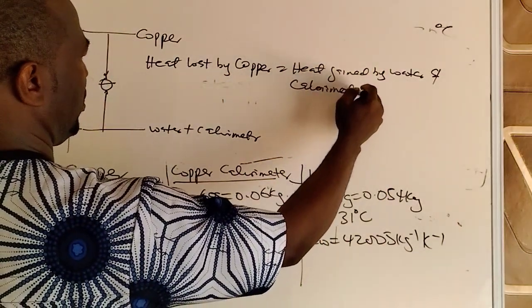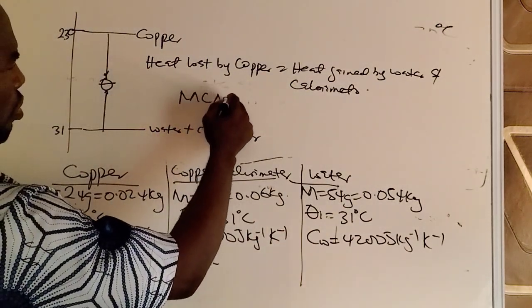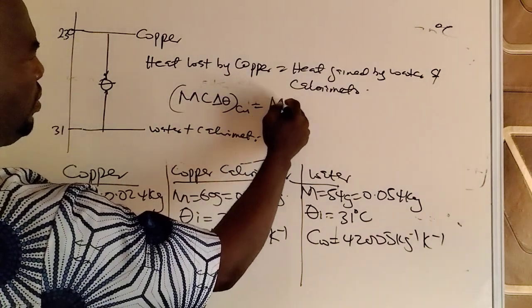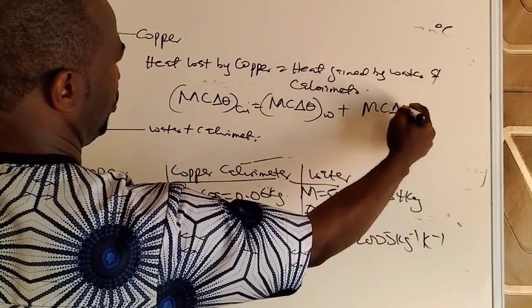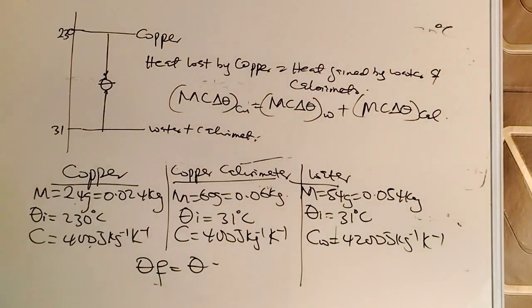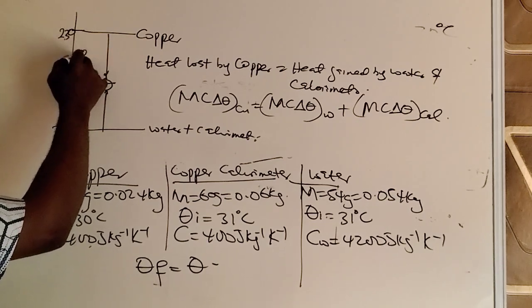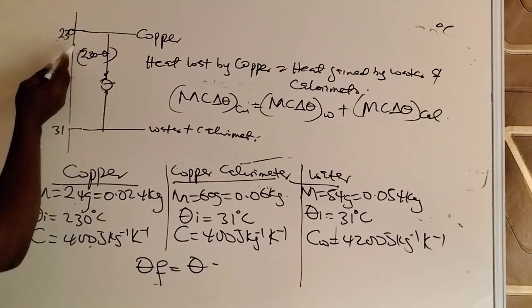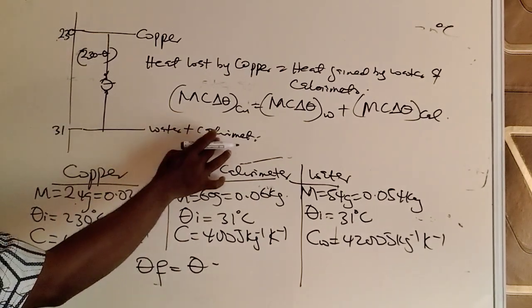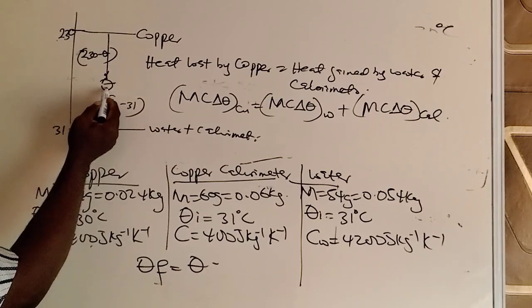As simple as that. So we can just have MC change for the copper, equals MC change for water, plus MC change for calorimeter. As simple as that. So you see that the temperature difference for the copper will now be 230 minus theta, because the copper is losing heat. Initial minus final. While the temperature difference for the water and the calorimeter is going to be theta minus 31, because these two are getting heat. So the final theta will be higher than 31.